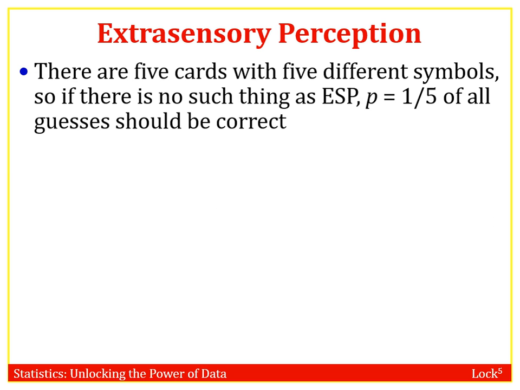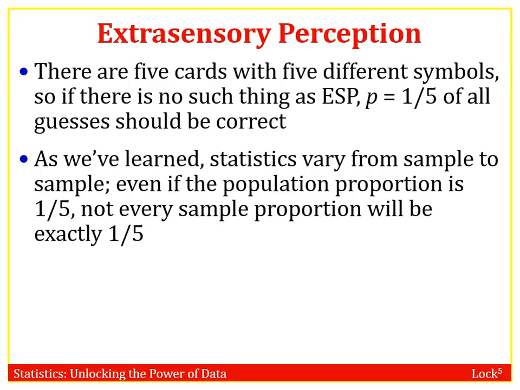Well, with 5 cards, you would expect that 1 out of 5 times, or a probability of 1/5, somebody would actually guess correctly. Just random. If somebody picks a card and the other person just randomly chooses one of the 5 cards, they get it right 1 out of 5 times. So that's our basic probability that we want to be comparing it to. But we know that when we do a sample, it's not necessarily always going to be 1/5. Might be a little bit more, might be a little bit less. It's going to vary from sample to sample.